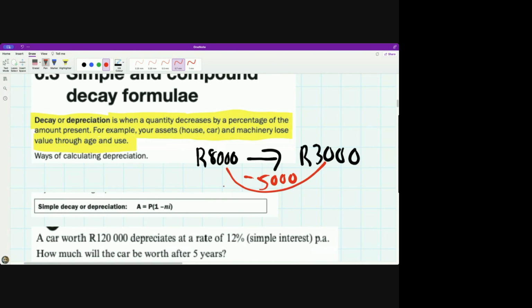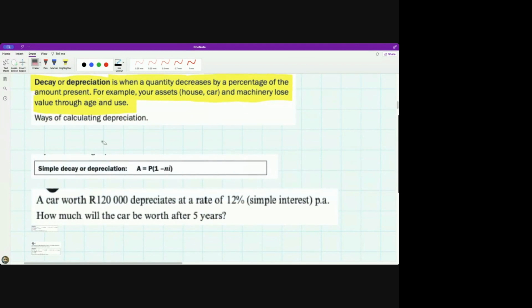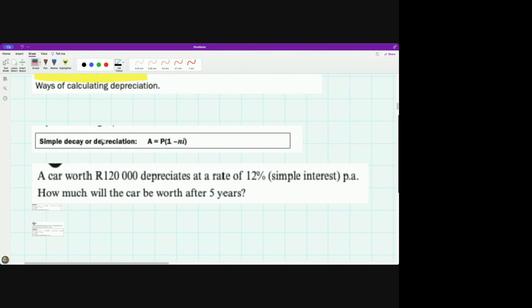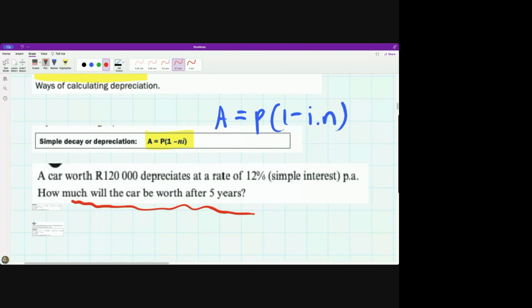But how we describe how it loses value year by year is going to have more to do with the formulas. So let's have a look at this example. It says simple decay or depreciation. So we've got this formula, A equals P, 1 minus NI. I would prefer to write that like this: A equals P, 1 minus IN. And all I want you to do is see if you can identify which value is the A, which value is the P, which value is the I, and I want to see, can you try and figure out what the answer to this is using what you know from last week?